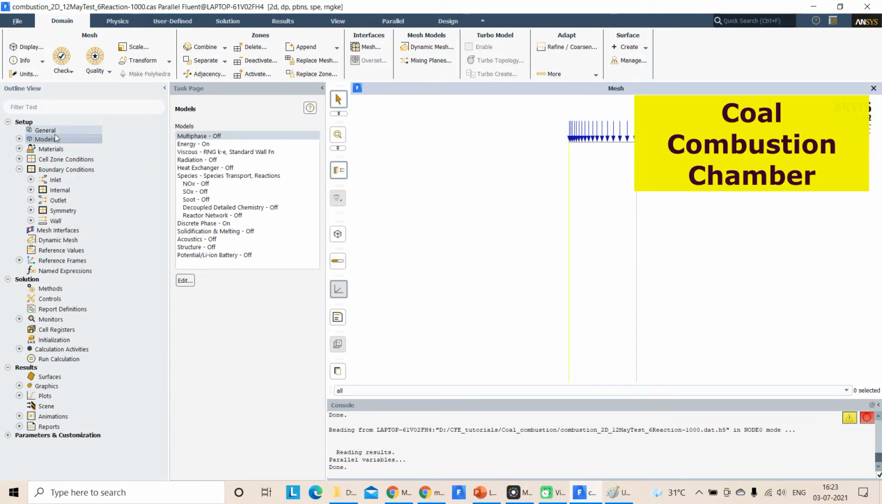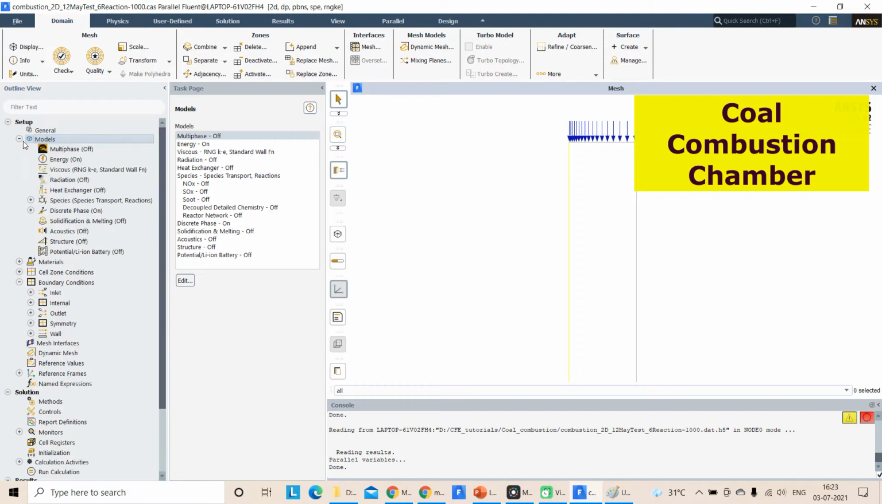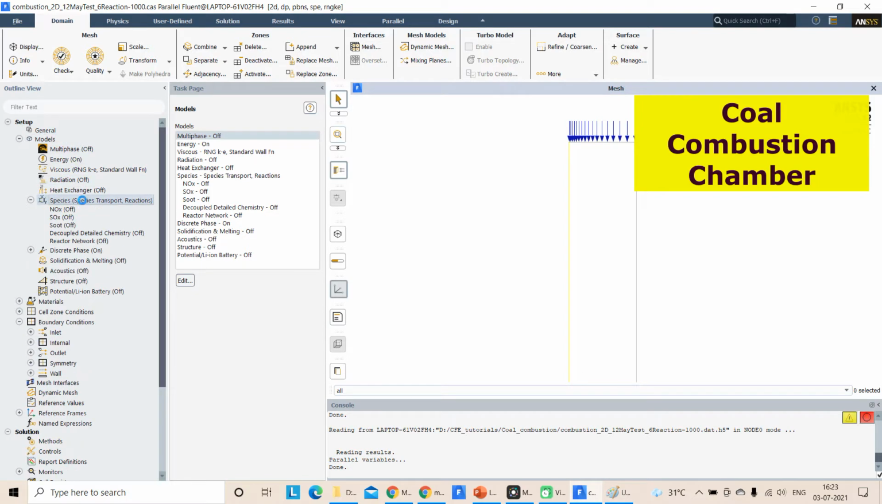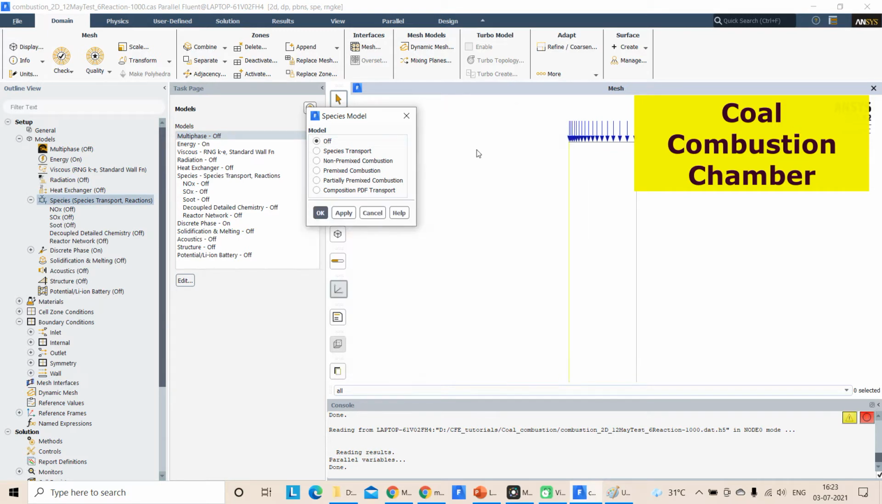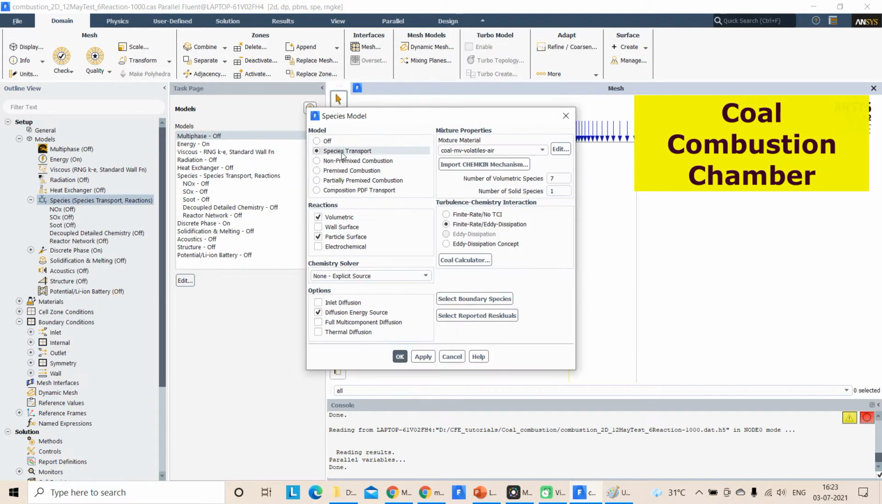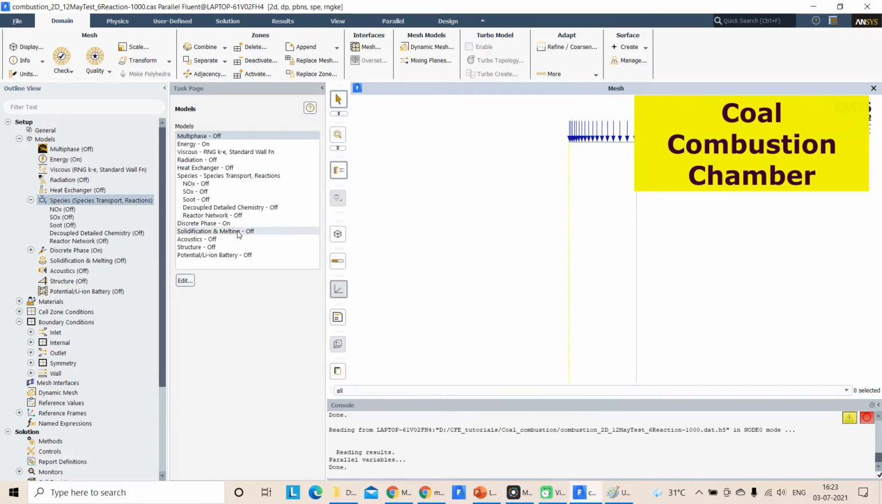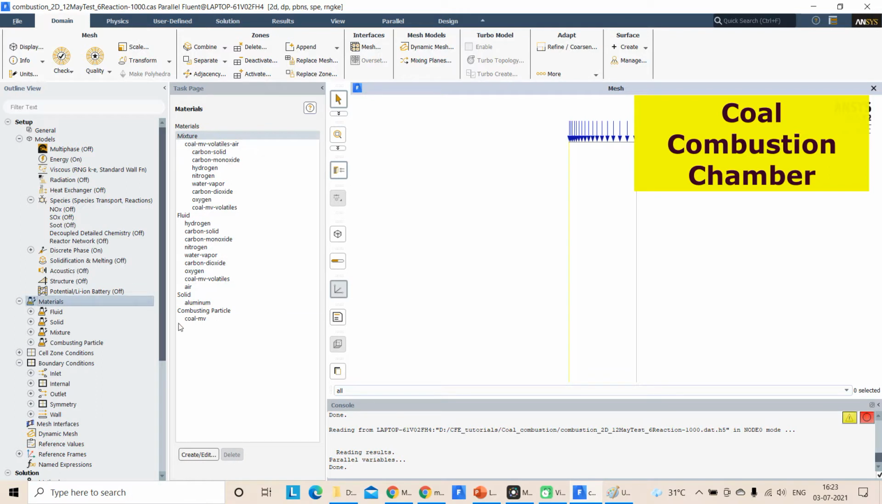In the model, you have to select the species transport model. Initially, it will not be there, but then you have to select species transport. Then go to the material library.